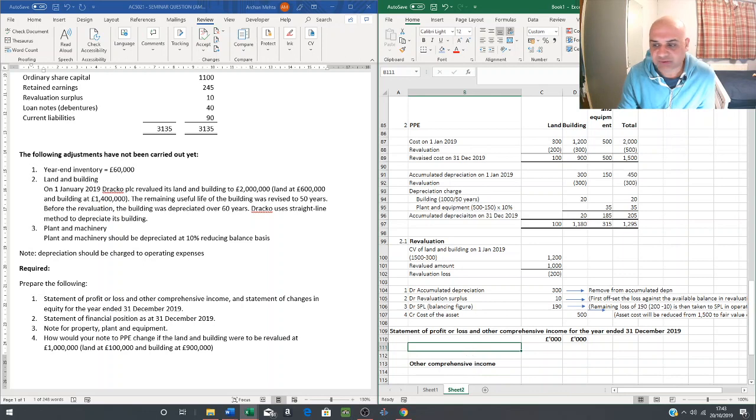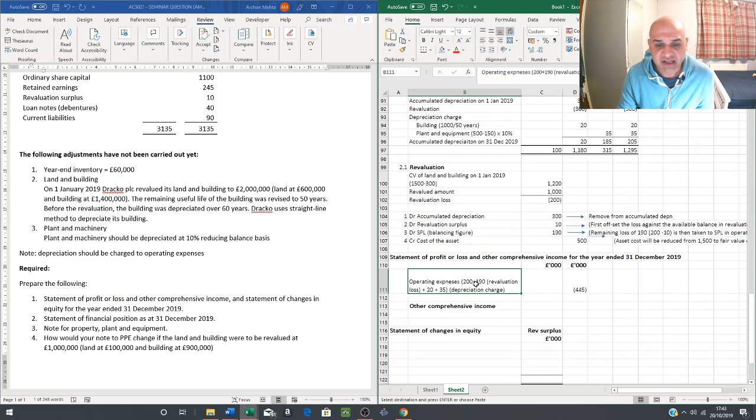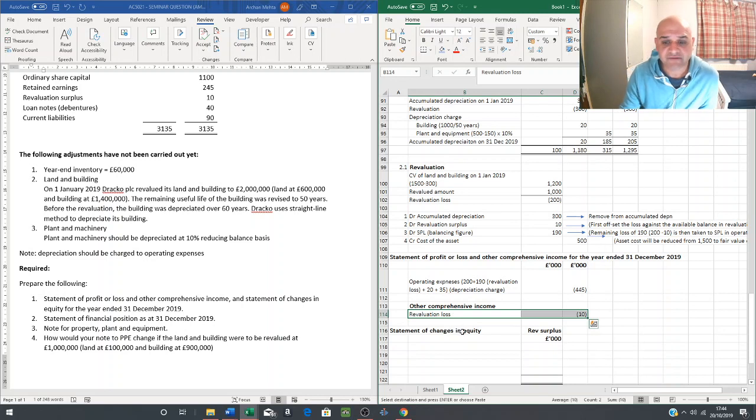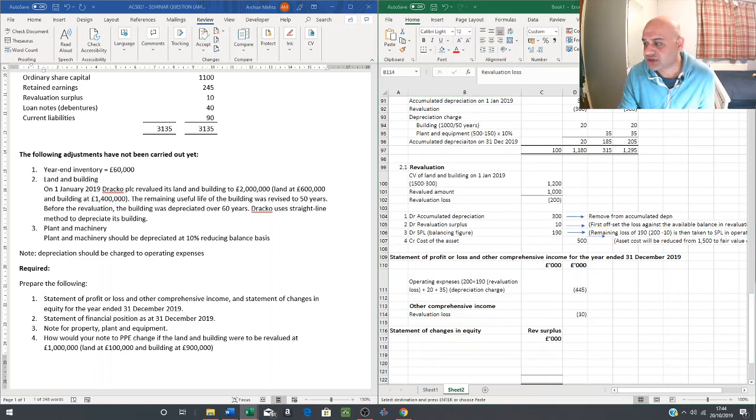Okay, so that means we prepare the extracts for these financial statements. Yeah, so the first one is the statement of profit or loss 2019. Okay, so let's go to statement of profit or loss. Operating expenses. As we know, operating expenses from the trial balance were 200. Then there was a loss of revaluation 190, depreciation 20 and 35. Altogether is 445. Okay, other comprehensive income will include, you know what, the loss on revaluation. Not part of double entry, but should be recorded.